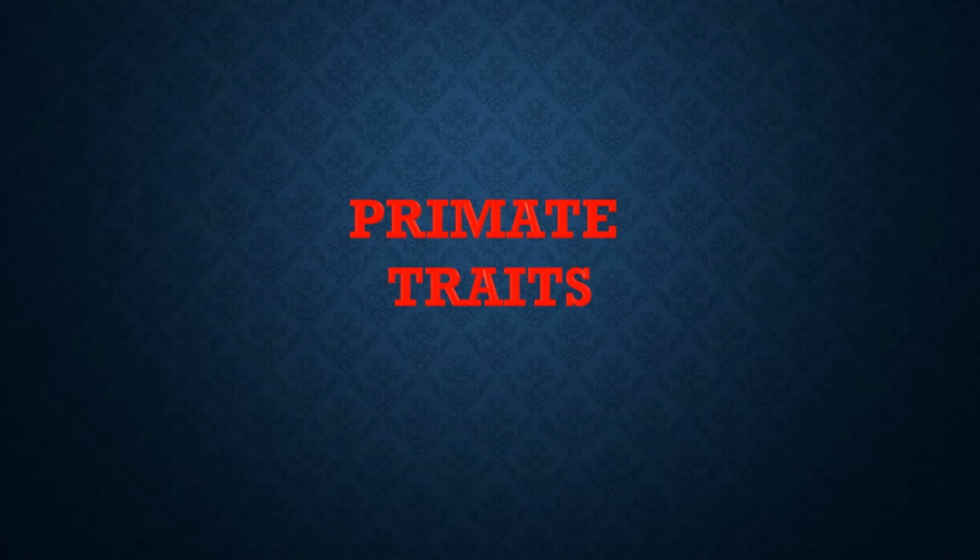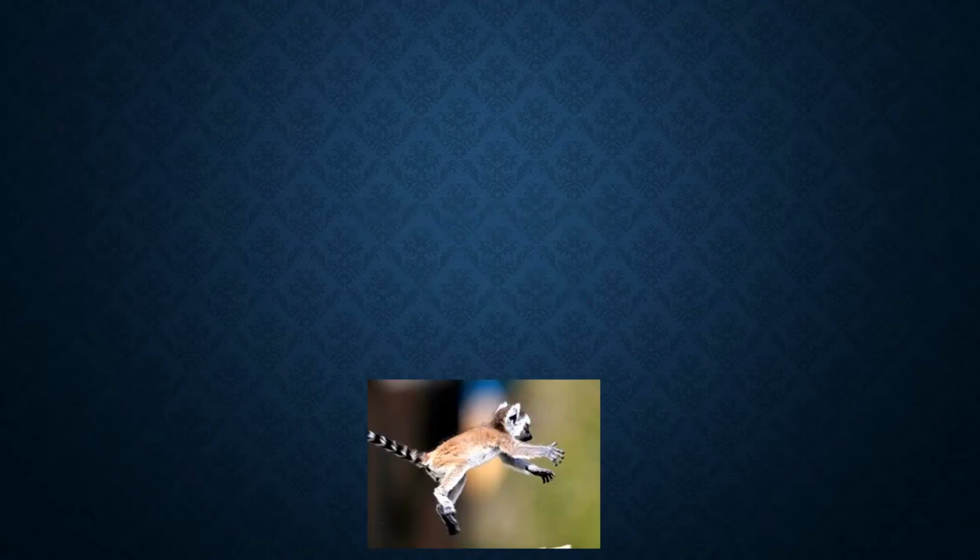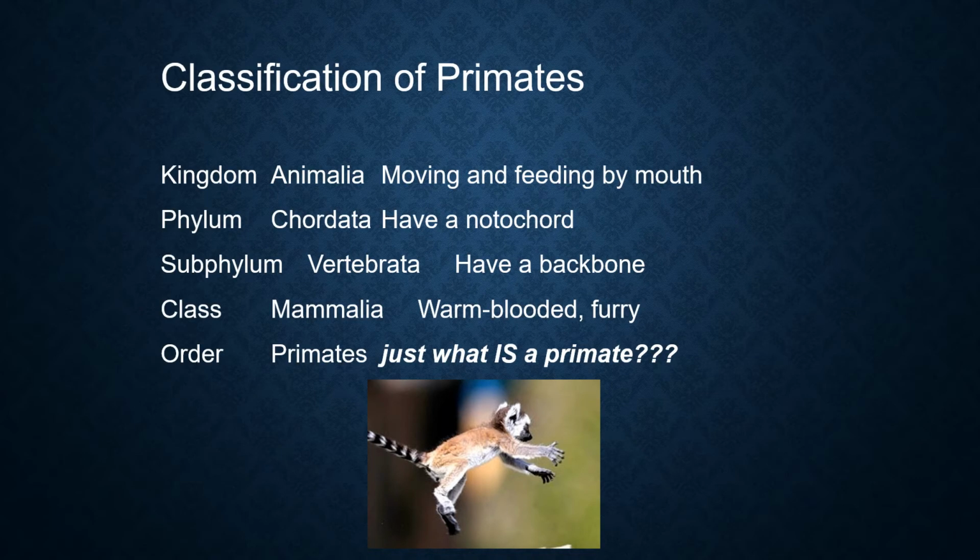Now we will move on to talking about what traits primates have in terms of their physical form that makes them primates. So what separates us from the rest of the primate kingdom, right? If we look at our classification according to the Linnaeus system, we belong to the kingdom Animalia, which means moving and feeding by the mouth, the phylum Chordata, meaning having a notochord, the subphylum Vertebrata, which means having a backbone, the class Mammalia, which means warm-blooded and furry, and the order Primates. So what the heck is a primate?